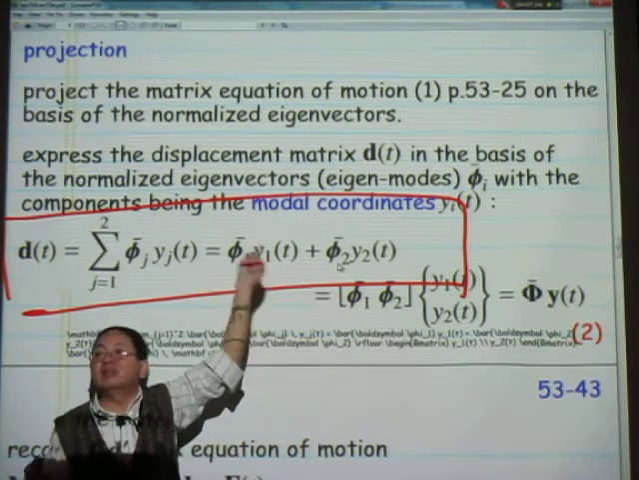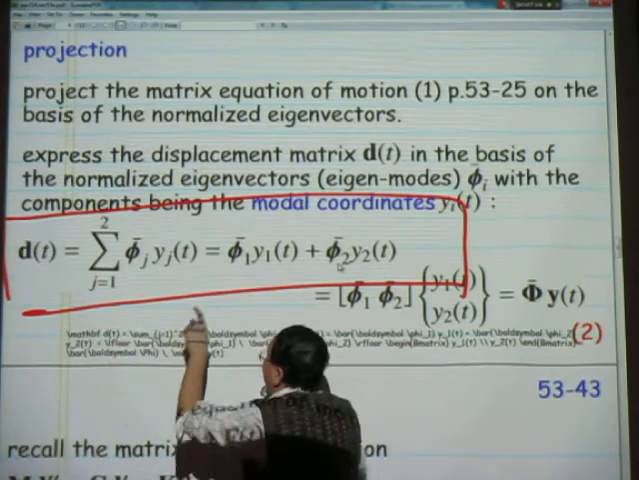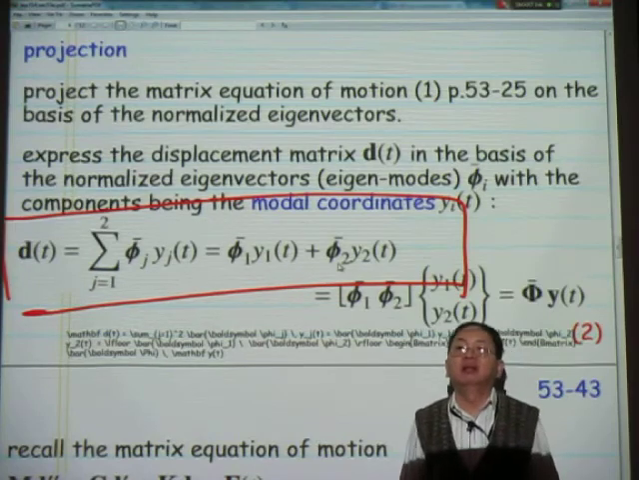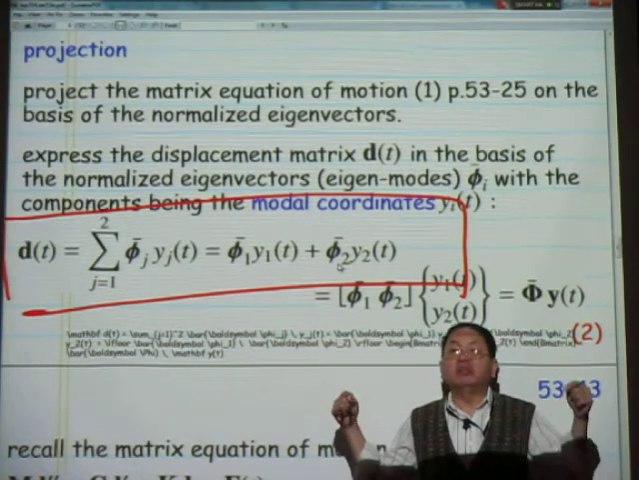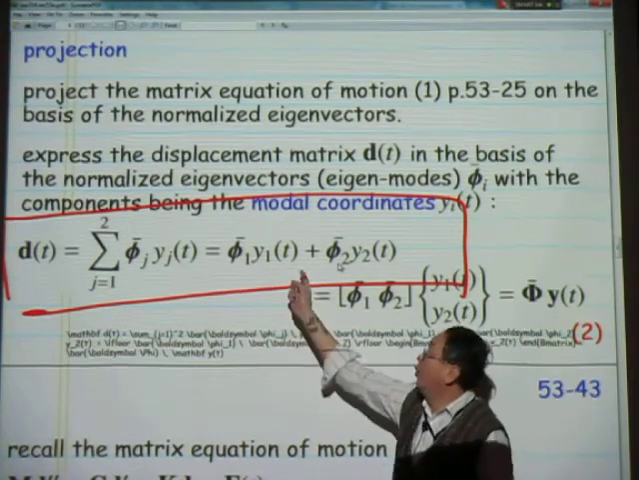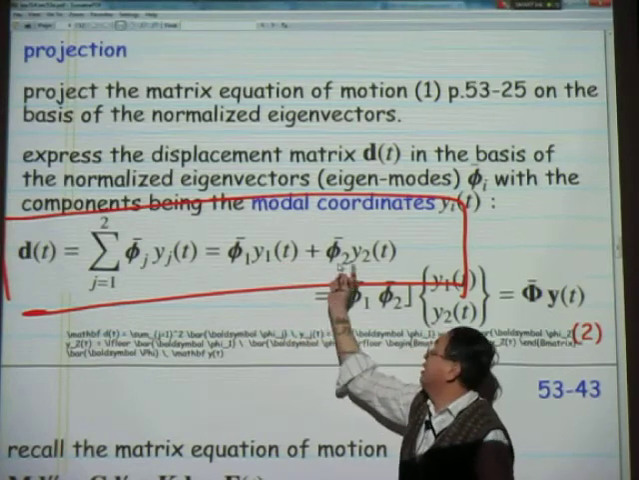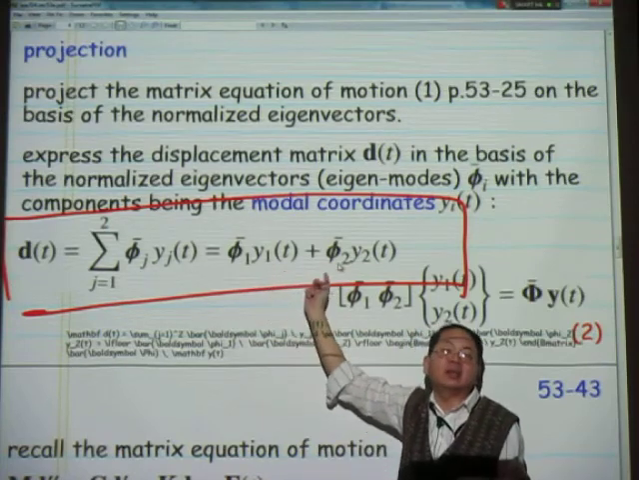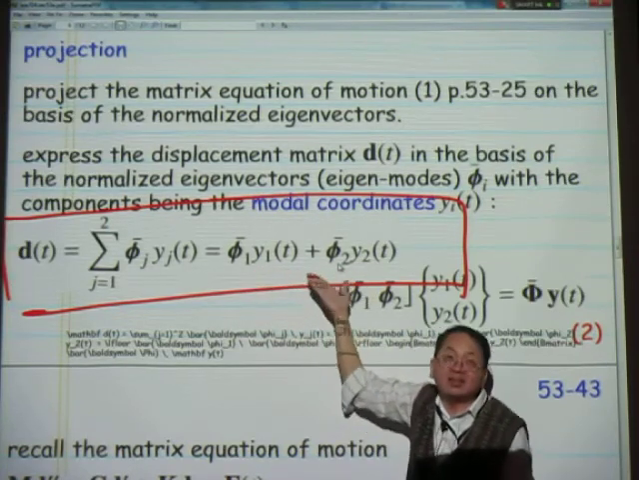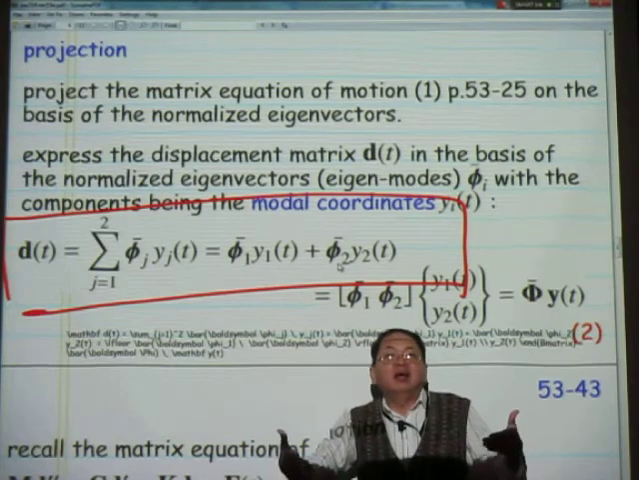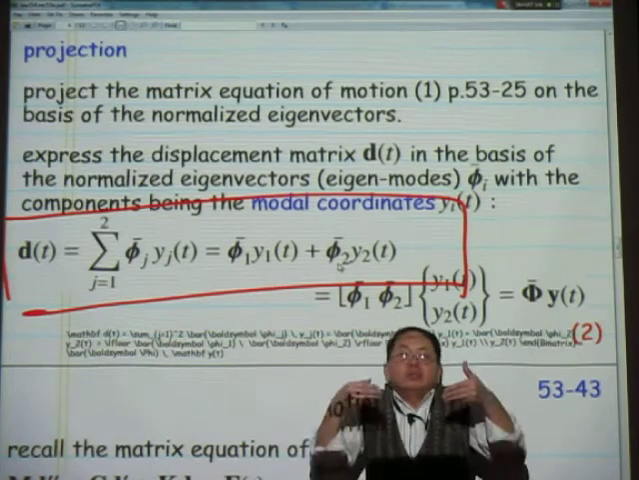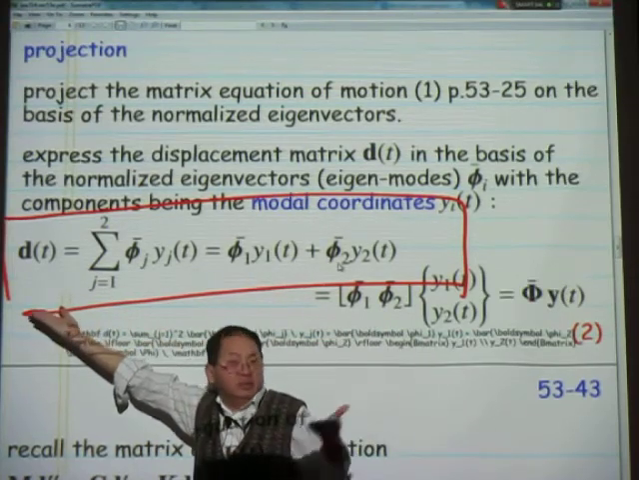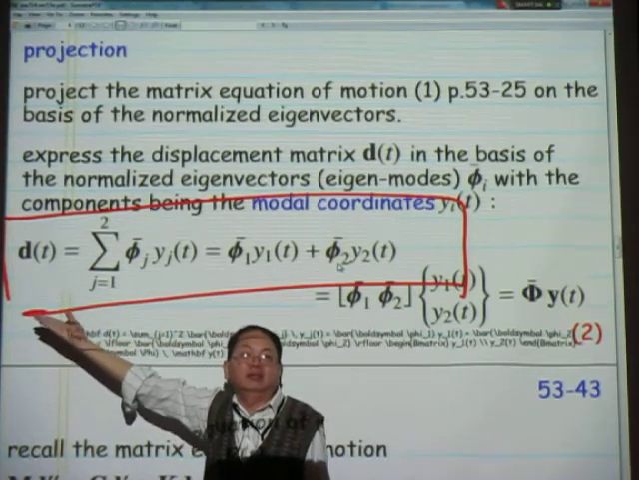This is the expression that you need to use, because now you know y1 and y2. Before, not yet. Now, after solving the modal equation, you know y1 as a function of time t and y2 as a function of time t, and you know the eigenvectors, the normalized eigenvectors. Then this right-hand side here is completely available. All you need is just to plug in the right expression, then you have the solution, right? Which is the displacement that you are looking for. That's it.